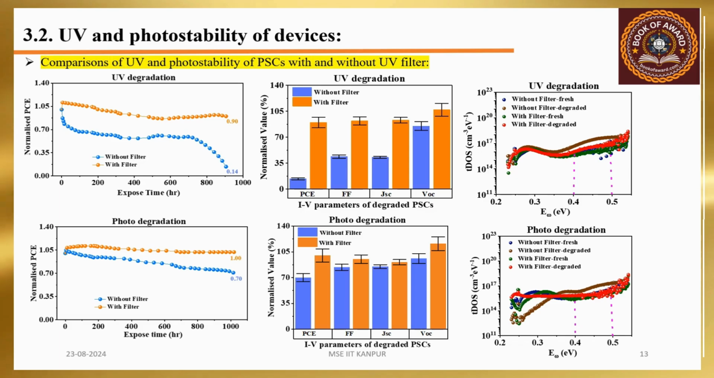Impedance spectroscopy also confirms the degradation, meaning the defect density in fresh devices and degraded devices, which confirms that with Pani UV filter the defect density almost remains the same and without filter its defect density increases in the intermediate band.